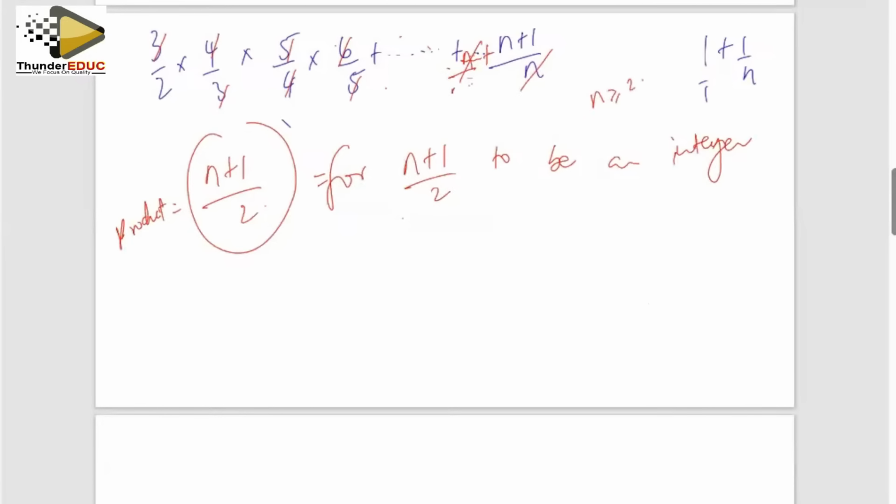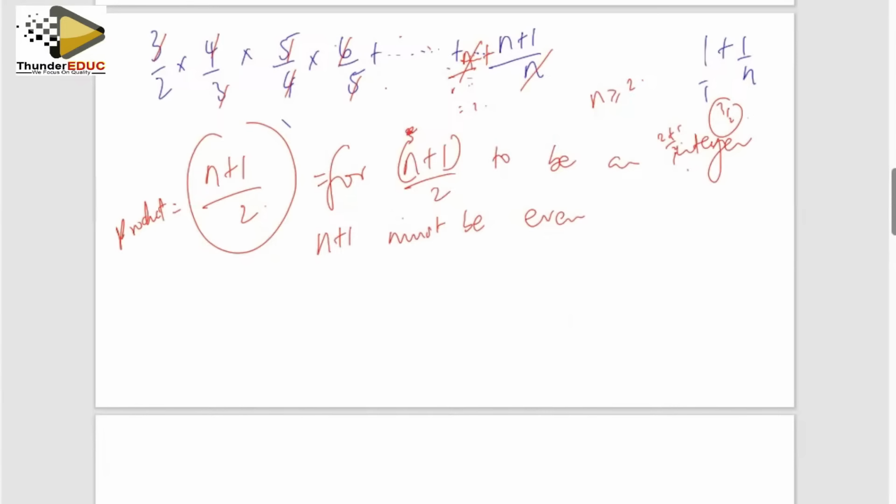So which means if we use a number like 3, it's going to be 3 plus 1, which is 4. 4 divided by 2, then we get a 2. Okay. If we use a number like 2, 2 plus 1 is 3. 3 over 2 is going to give us 3 over 2, which is not an integer. So we're saying for this to be an integer, the n plus 1 must be even. Okay, this whole thing, the numerator must be even.